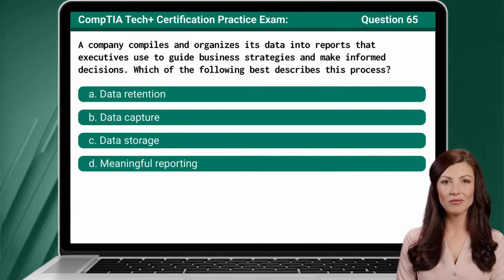Question 65. A company compiles and organizes its data into reports that executives use to guide business strategies and make informed decisions. Which of the following best describes this process?